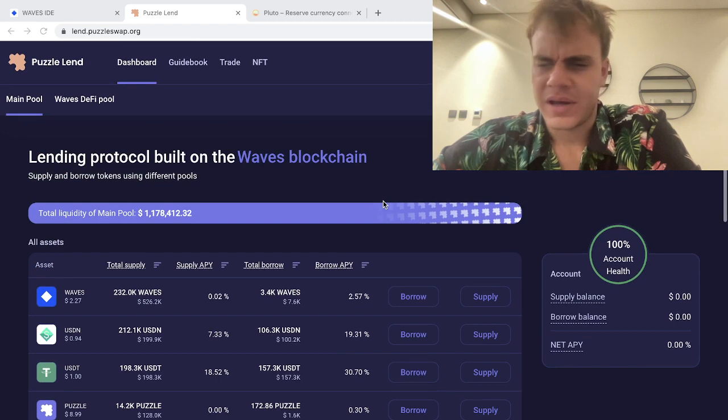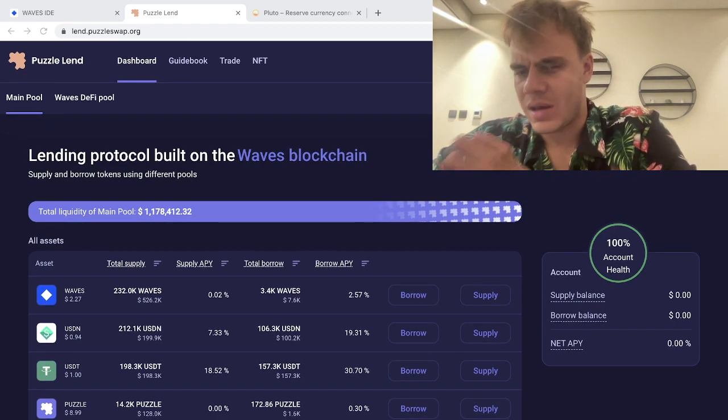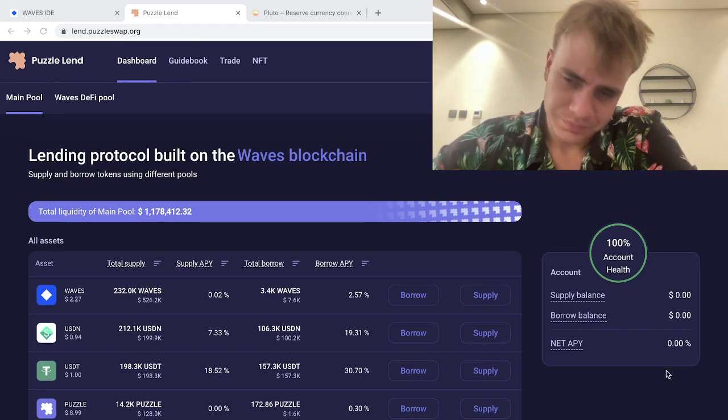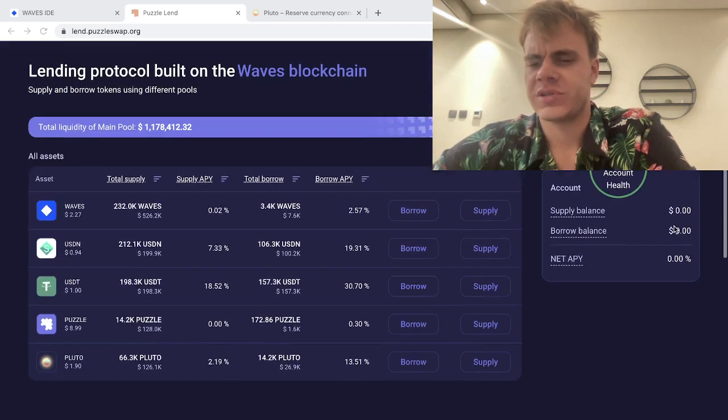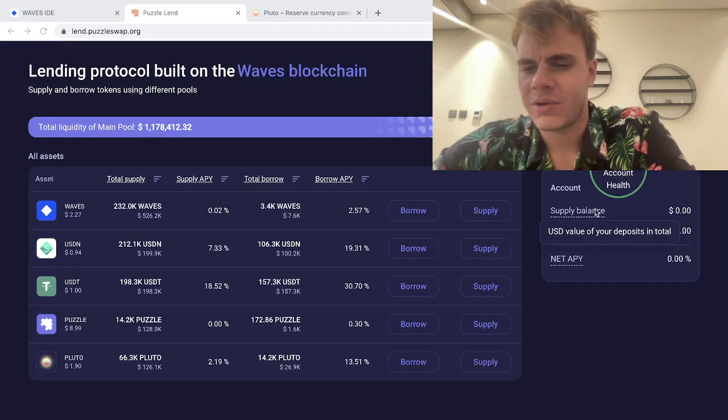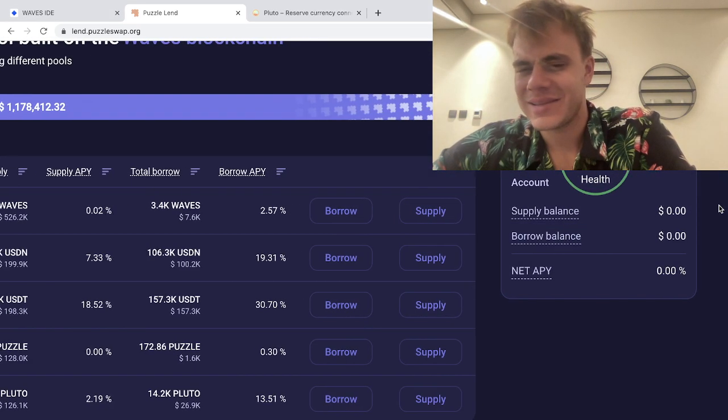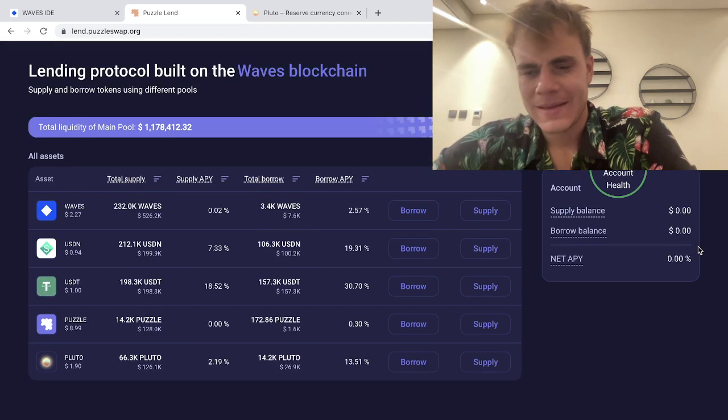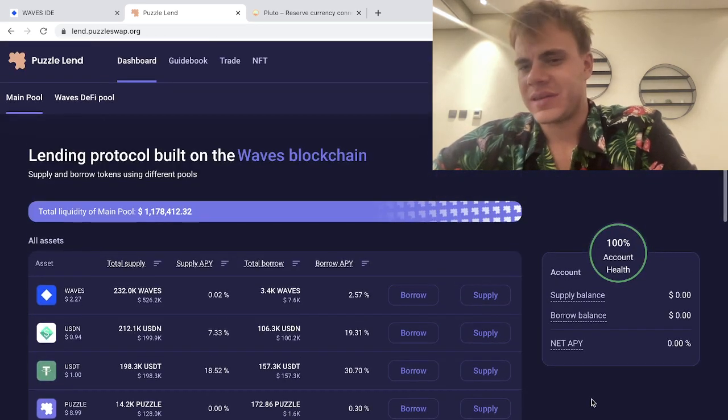And here goes my account. When I'm authorized, I see this window which shows the parameters of my account. Now I have zero supply balance and zero borrow balance. Okay, let's try to supply something.